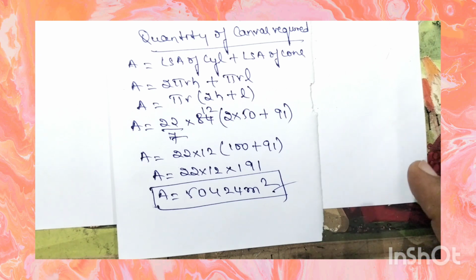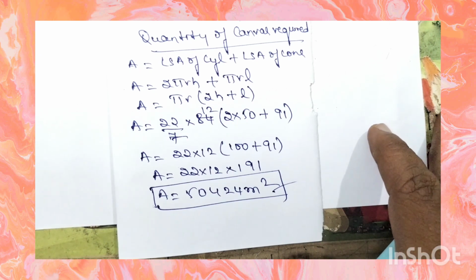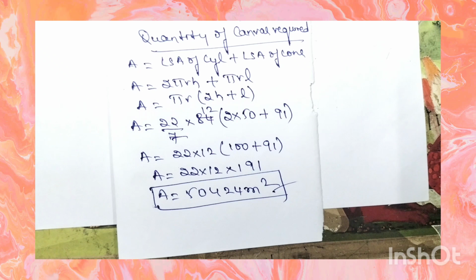Therefore, the total area required to make the tent using canvas is 50,424 meter square. Like this we have to find the area of the canvas used. So like this we have to solve this question.